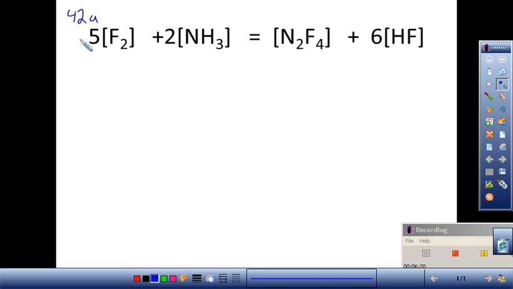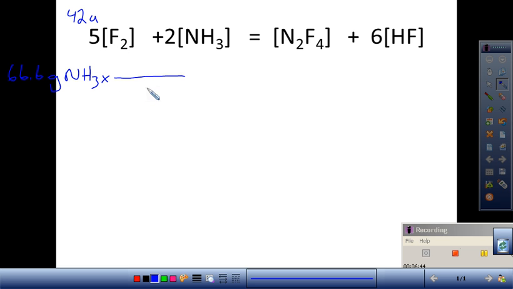All right, 42A. It says I have 66.6 grams of ammonia, NH3, and I'm looking for grams of F2. I want grams of this. Well, my first step, whatever's given to me, I got to get out of it. I got to get out of grams of NH3. I put it down there. I don't transfer the numbers.